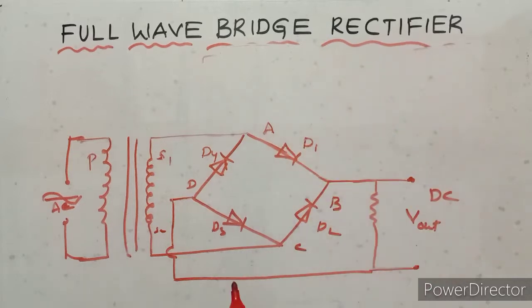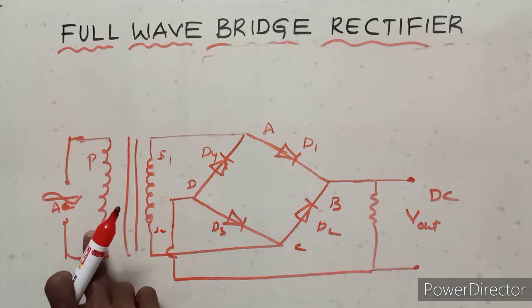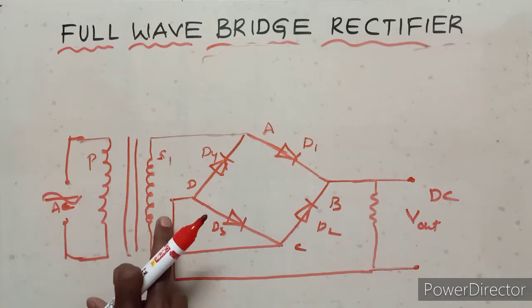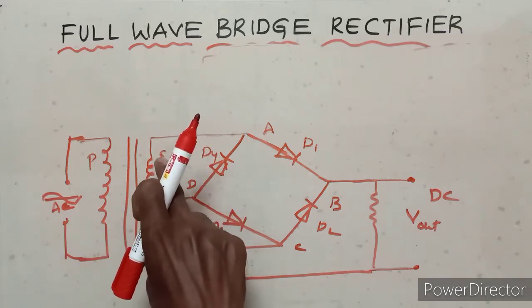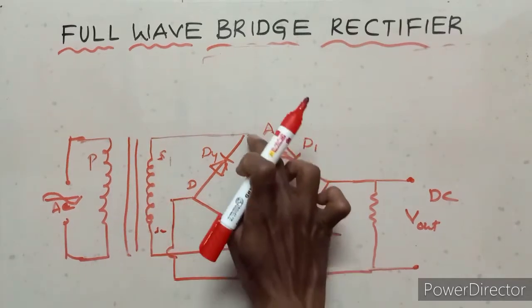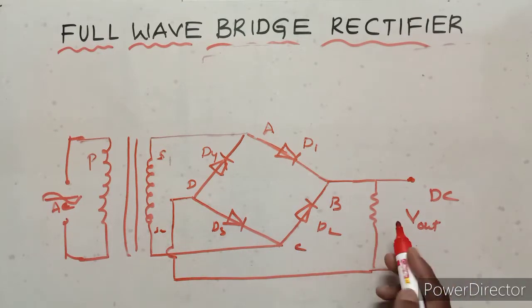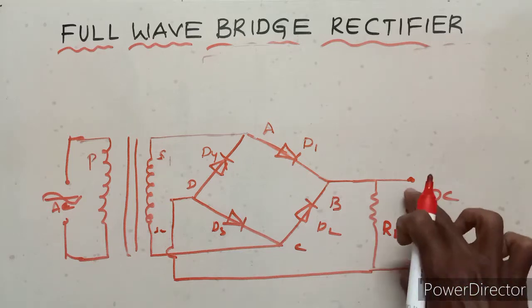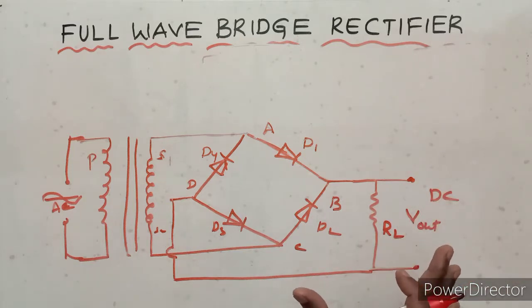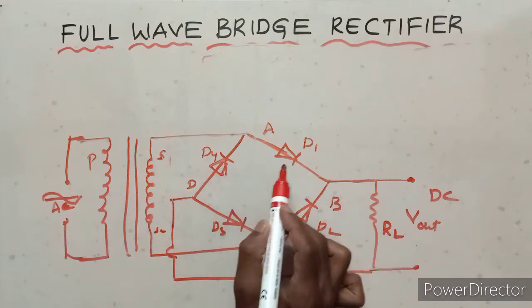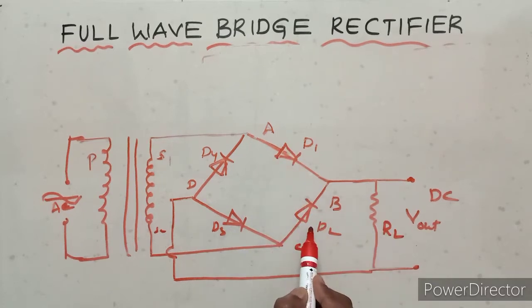So the full wave bridge rectifier consists of a transformer. In the transformer, the primary coil is connected to the AC input voltage, and the secondary coil is S1 and S2. The secondary coil is connected to the opposite sides A and C, and the opposite sides B and D are connected to the load resistance. This is the output. This is the circuit diagram of the full wave bridge rectifier. These are diode 1, diode 2, diode 3, diode 4.